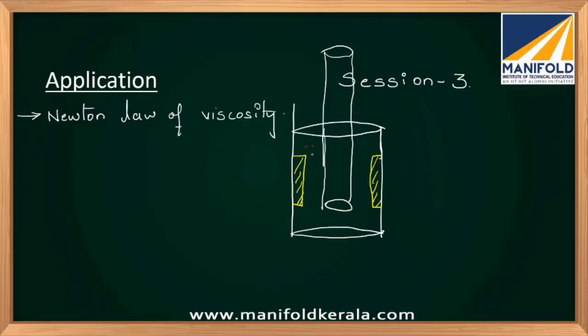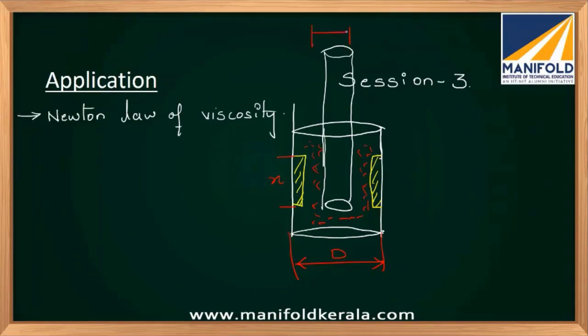This is filled with fluid, high viscous fluid. It may be oil. Now, the size, the length of this is x. The bearing length will be x. Diameter of the shaft, sorry, diameter of the cylinder is capital D.